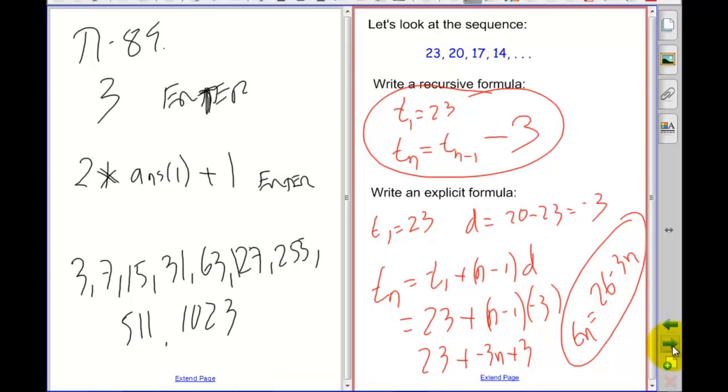But now if I'm asked for the 100th term, the recursion becomes tedious. And the explicit formula gets you there right away. The 100th term is 26 minus 300. Right? You're there right away. So that's the advantage of the explicit formula, getting you quickly to anywhere in the sequence you want. The recursive formula is handy for generating the first few terms of the sequence. Now sometimes we're just going to be stuck. We might not be able to do it explicitly, or even recursively. y equals sine x. How do you do that recursively?